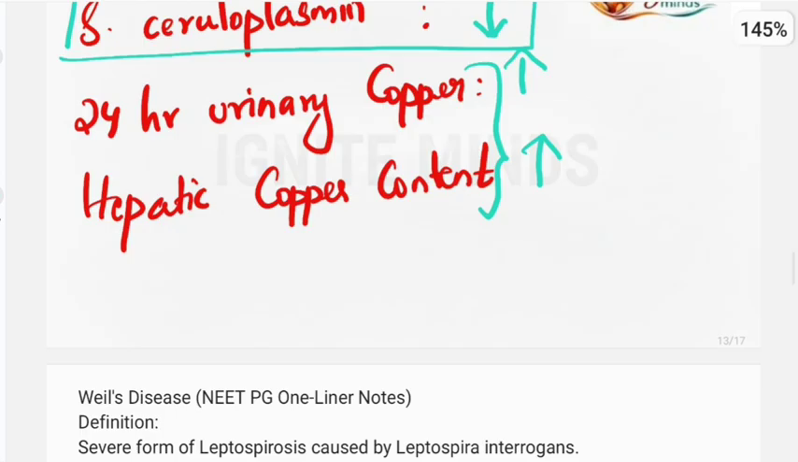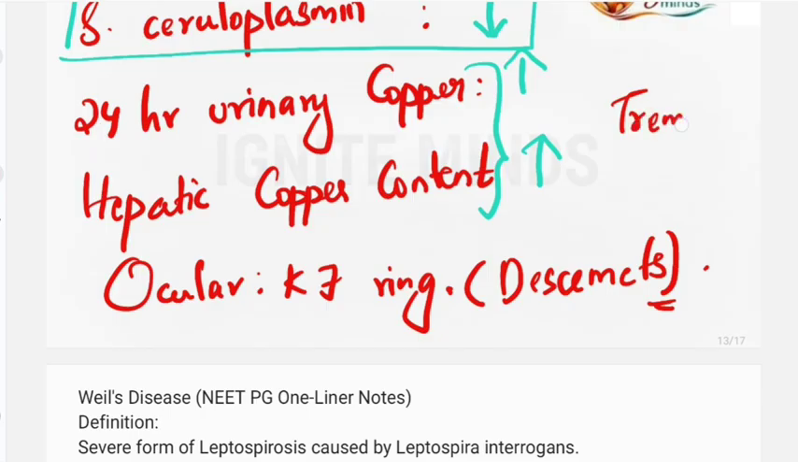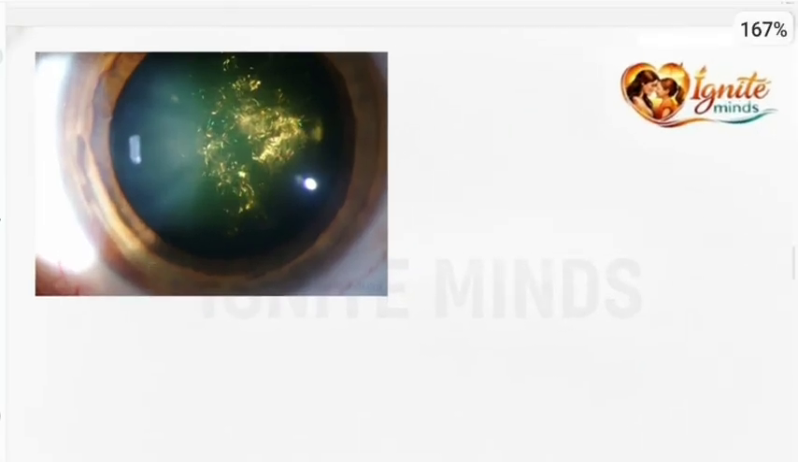Now, the most common ocular finding in Wilson's disease is very good, that is the KF ring, right? Where is this KF ring present? Of course in the cornea, but which layer of the cornea? In the Descemet's membrane of the cornea you can spot the KF ring. Another question: the most common neurological finding in Wilson's disease? That is tremors, right?